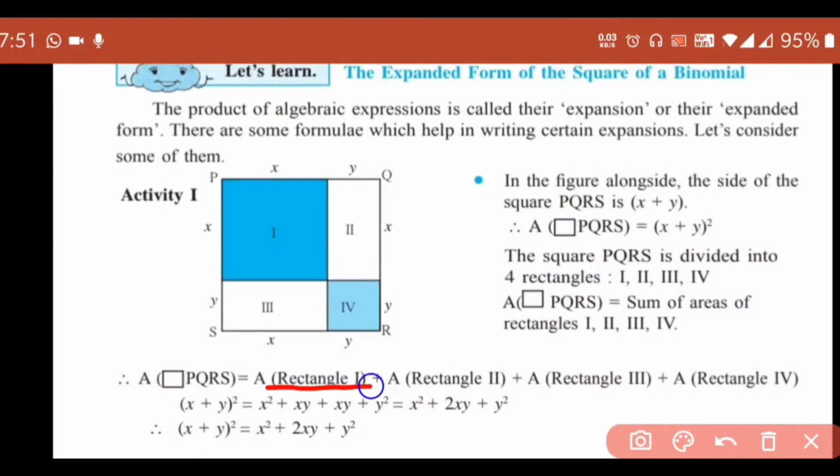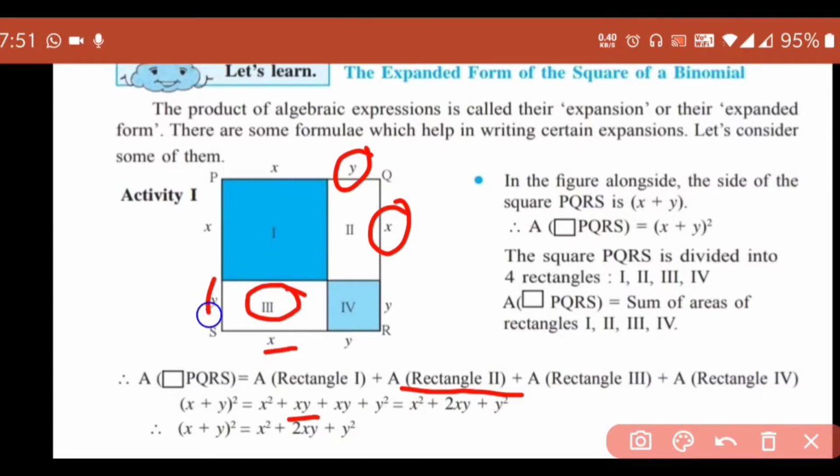Now see area of rectangle 1. As I have told you, rectangle 1 is a square. So here also we can apply the formula of side square, so we get x square. Now see area of rectangle 2. Its breadth is y, length is x. So it is a rectangle, and we apply the formula length into breadth. So it will be x into y. Similarly, area of rectangle 3 will also be x into y.